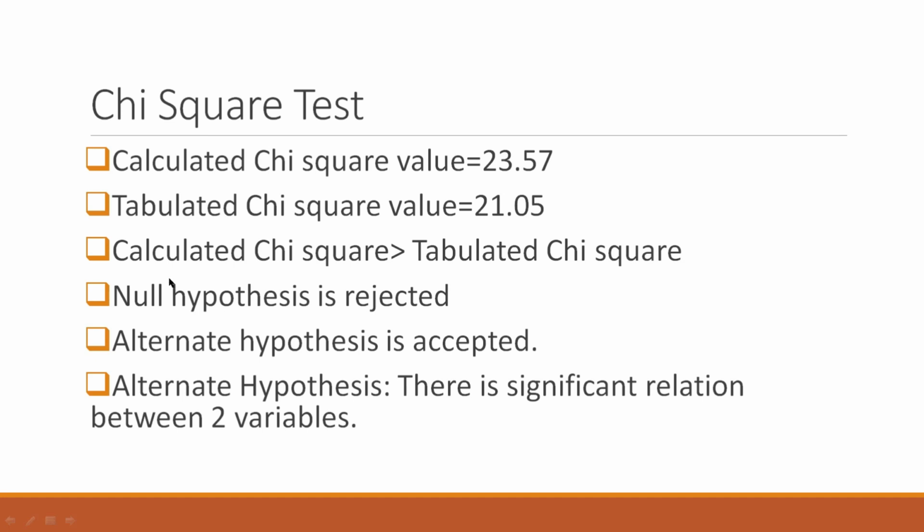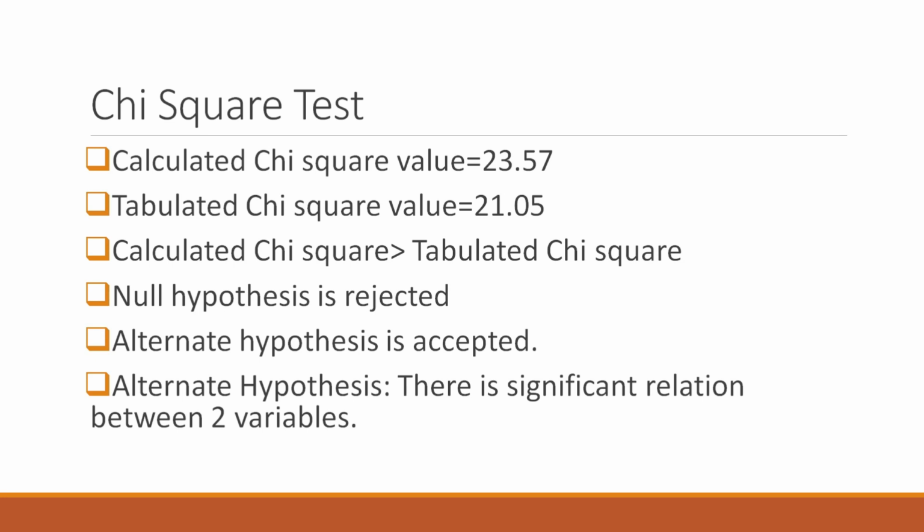Now here we can see that the calculated chi-square is greater than the tabulated value. So when the calculated value is greater than the tabular chi-square value, then we can state that the null hypothesis is rejected and the alternate hypothesis is accepted. Now what was our alternate hypothesis? The alternate hypothesis was that there is a significant relation between marital status and educational qualification.